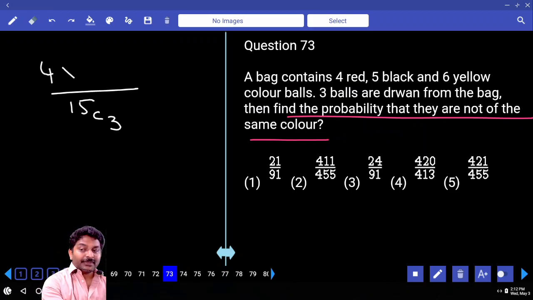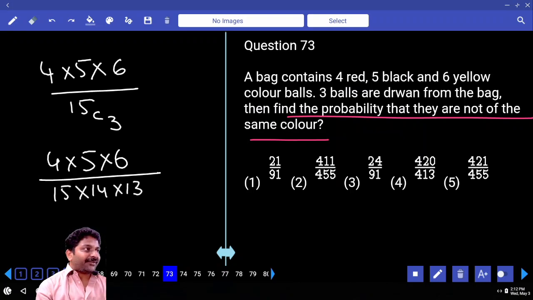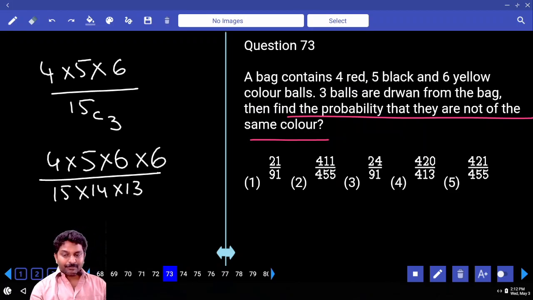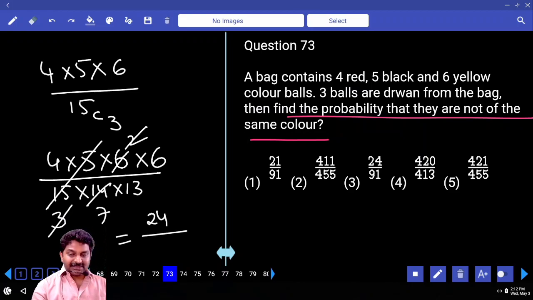4C1, 5C1, 6C1. 4 into 5 into 6 by 15, 14, 13 by 3 factorial only. That is 6. That comes in the numerator. 5 3 times. 3 2 times. 2. That's it. 24 by only one option.